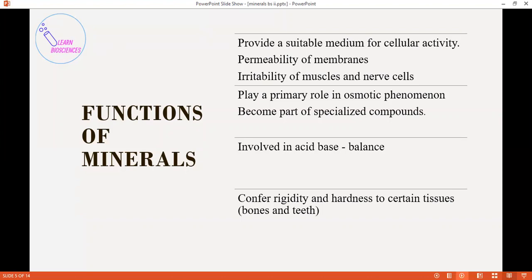Minerals play a primary role in osmotic phenomena. They become a part of specialized compounds involved in acid-base balance, the sodium chloride balance, the sodium potassium balance, and they confer rigidity and hardness to certain tissues like bones and teeth. And we have already discussed that calcium is required for bones, fluorine is required for teeth, and phosphorus is also required for your bones.